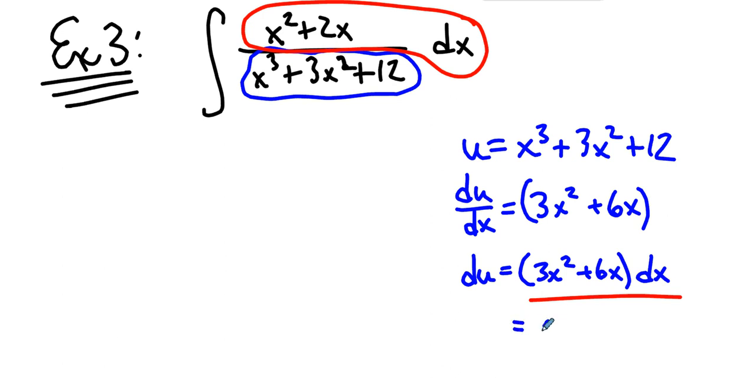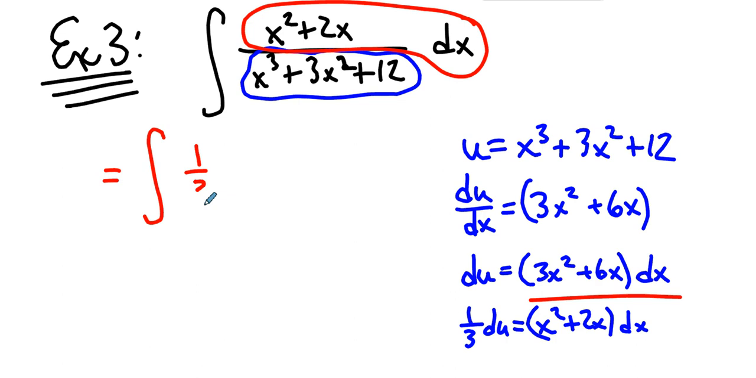So how do we talk about x squared plus 2x dx? Well, what's the relationship here? The thing we want is a third as big as the thing we've got. Well, what does that mean for us? This stuff is 1/3 of du. This is u, and it's in a denominator.